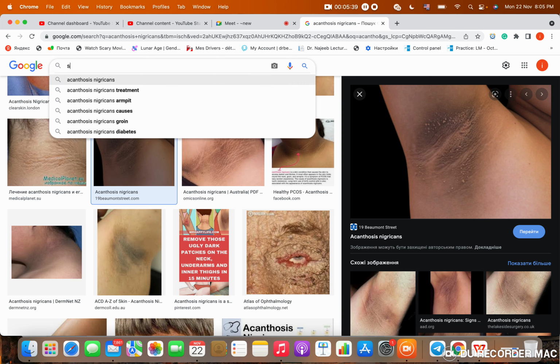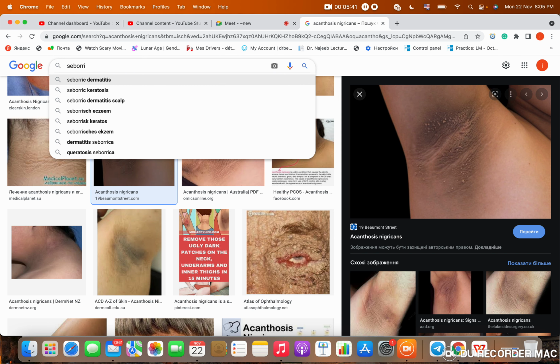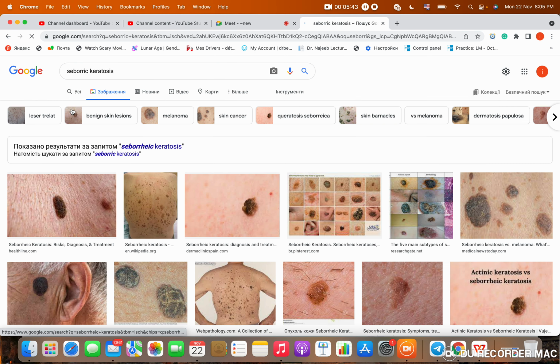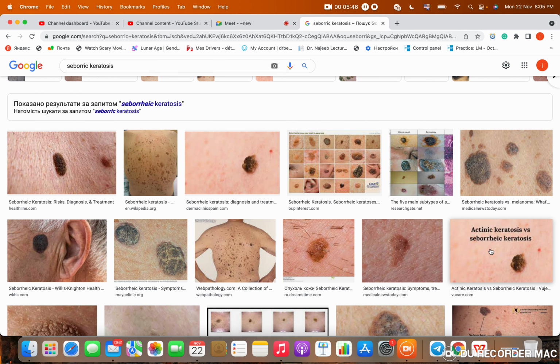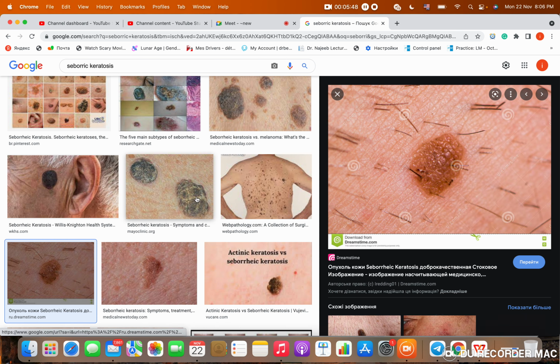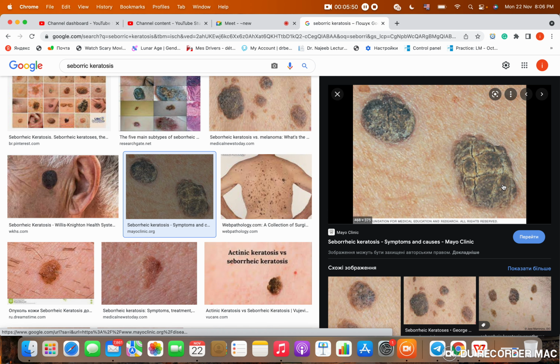So let's take a look at that. Seborrheic keratosis is not seborrheic dermatitis. These are different. So when you take a look at the seborrheic keratosis, it has this stuck-on appearance.